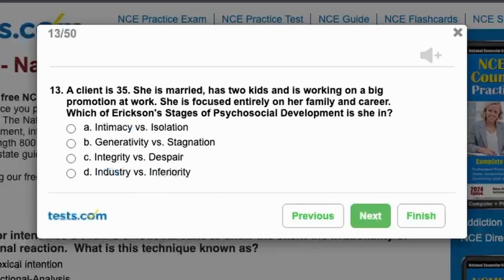Holistic health therapy focuses on integrating the body, mind, spirit, and emotions. A client is 35. She is married, has 2 kids, and is working on a big promotion at work. She's focused entirely on her family and career. Which of Erikson's stages of psychosocial development is she in? A. Intimacy versus isolation. B. Generativity versus stagnation. C. Integrity versus despair. Or D. Industry versus inferiority.